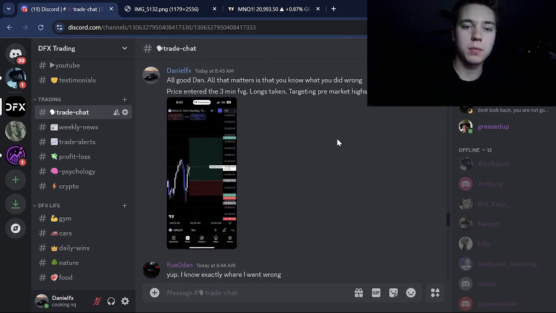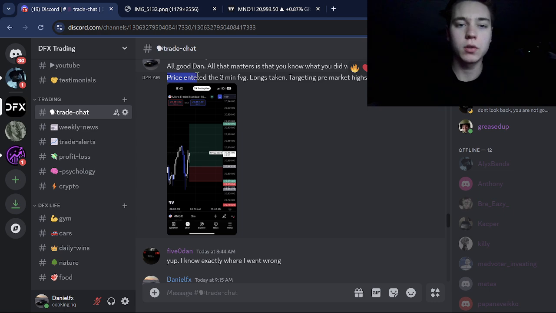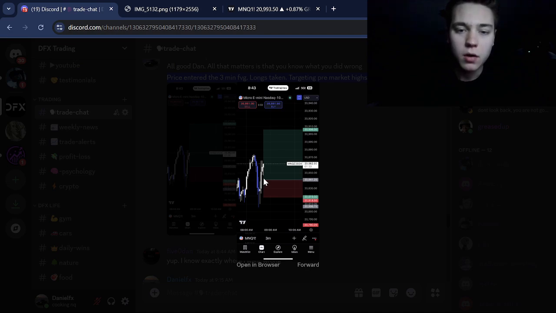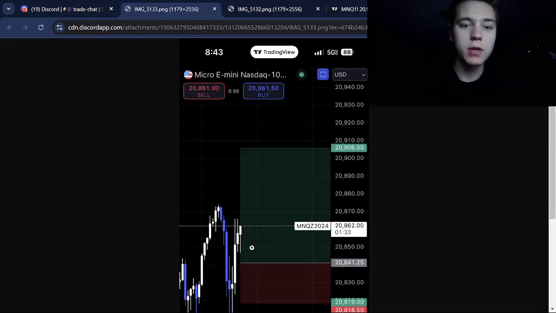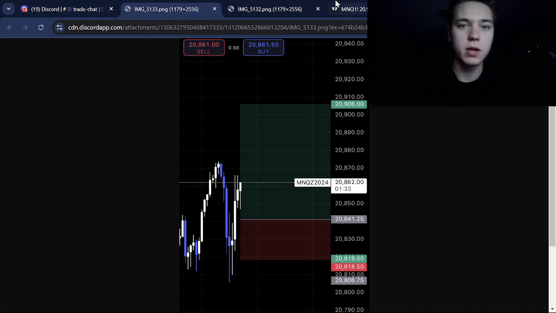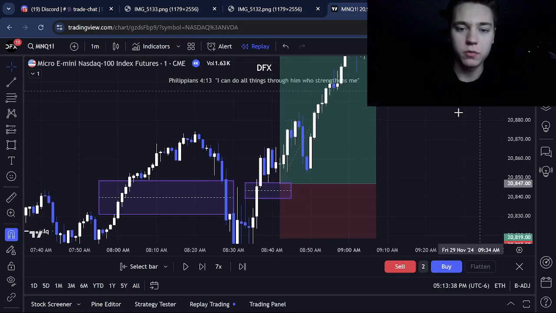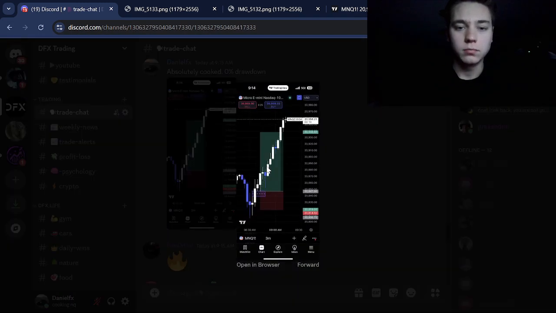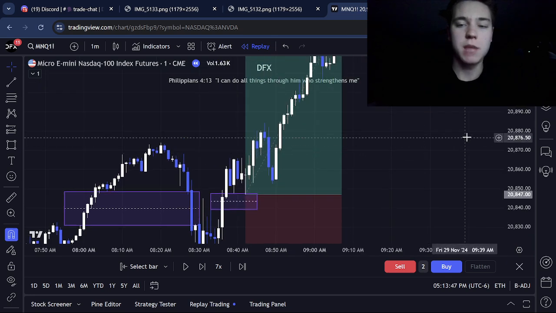Sure enough, what ended up happening? Price entered a 3-minute fair value gap. Longs taken, pre-market highs are being targeted. As you can see right here, it came in. I didn't put my target or my forecast at the right spot, but you could see right here we came into this 3-minute fair value gap. Boom, just like that. Just exactly what happened over here. Boom, just like that. And then there you go. Price whacked into it. Zero drawdown. This is an A+ setup.